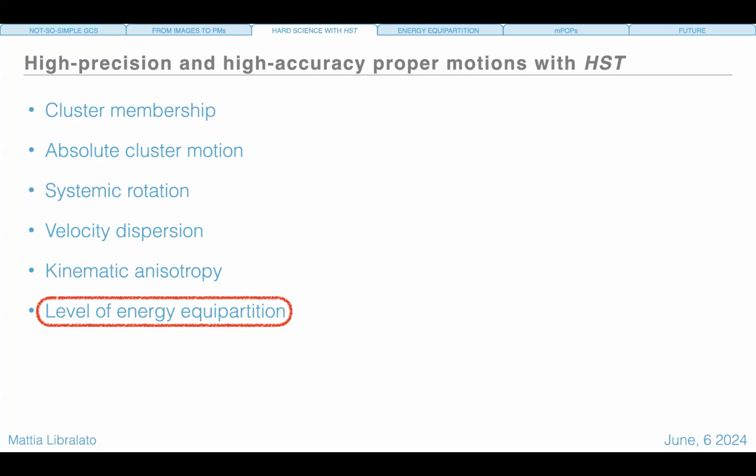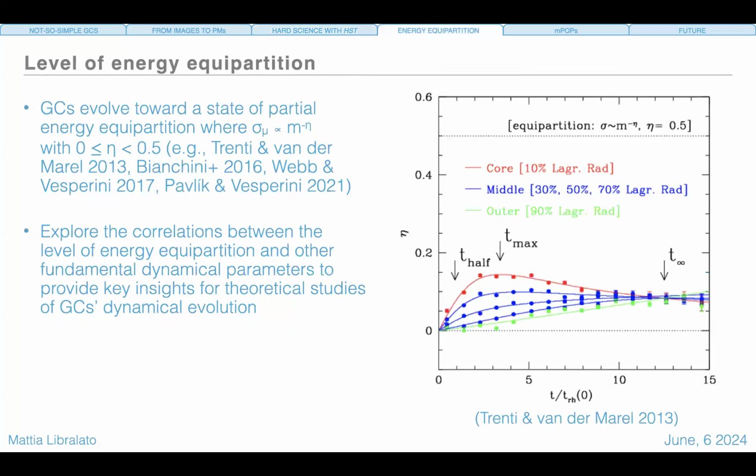From the theoretical point of view, we have known for many years that globular clusters are expected to reach only a partial state of energy equipartition because of the so-called Spitzer instability. The innermost and the outermost regions become decoupled, they do not talk to each other, and the stars do not evolve as you would expect with the velocity dispersion and the mass, and so this is halted. So only a partial state.